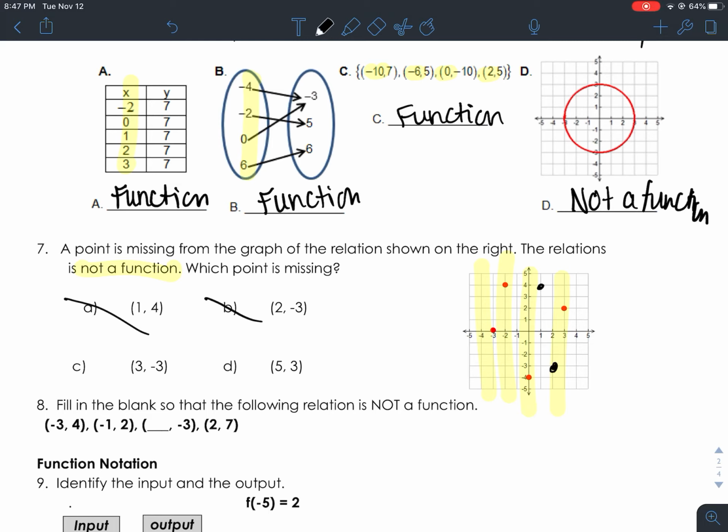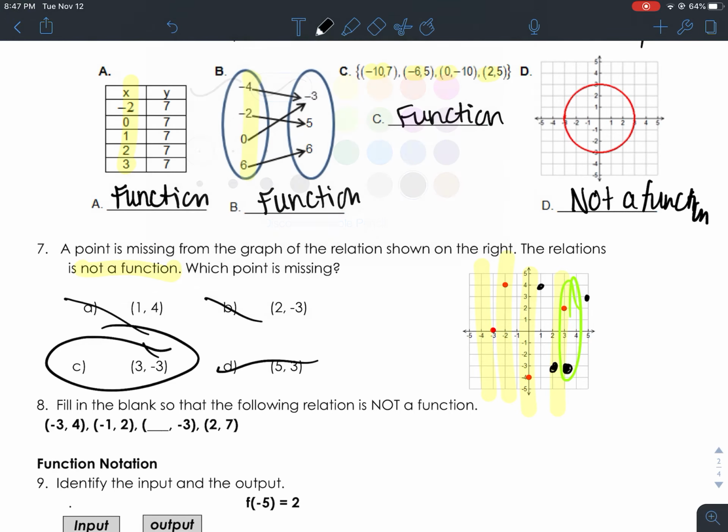3, negative 3 would be down here. That one looks like the answer. I'm going to circle it for now. We'll check the last one. And then 5, 3, which would be right here, which doesn't matter. In this case, these 2 points here, circle them in green, those 2 are overlapping. So that would make it not a function.